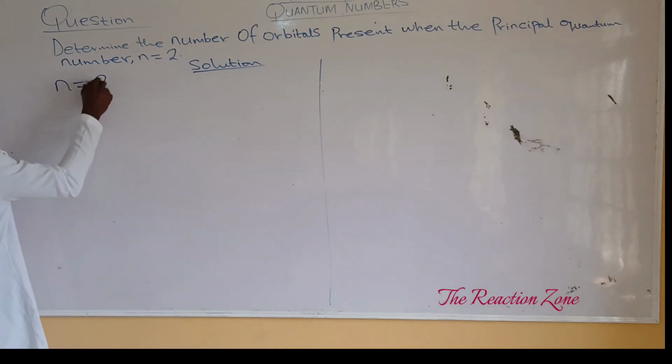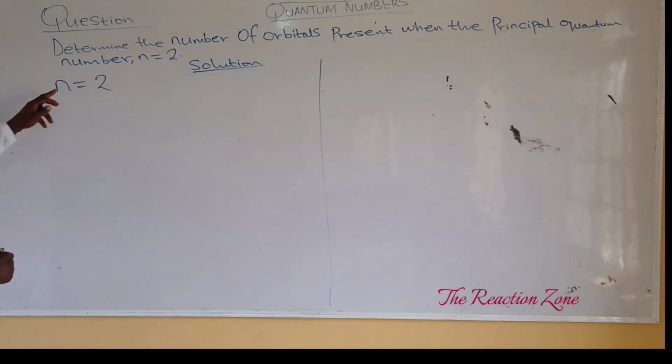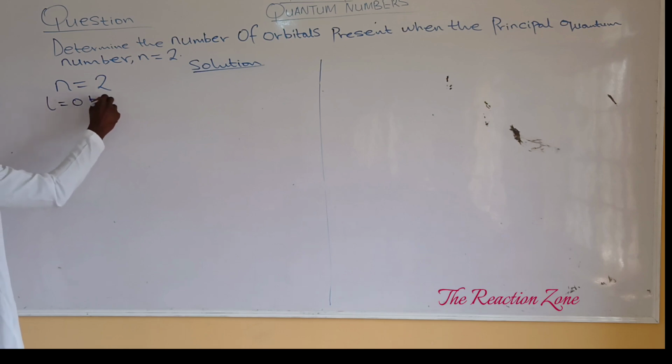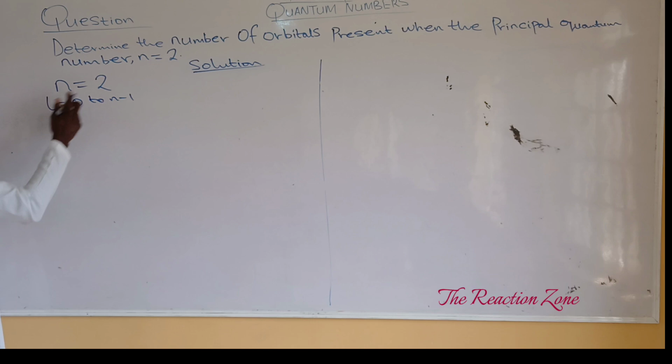n is equal to 2 means that the principal quantum number is equal to 2. And when you have a given value of n, the values of the azimuthal quantum number range from 0 to n minus 1. So what this means is that when n is equal to 2, the values of l will be 0 to 2 minus 1. That is, the values of l will be 0 and 1.